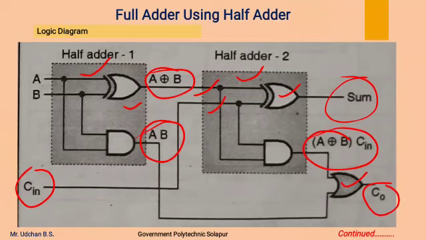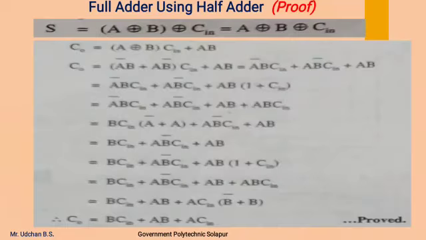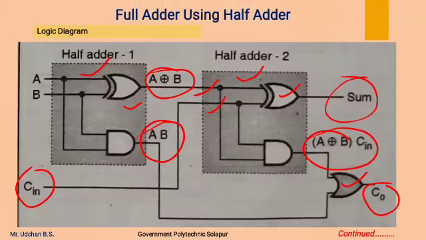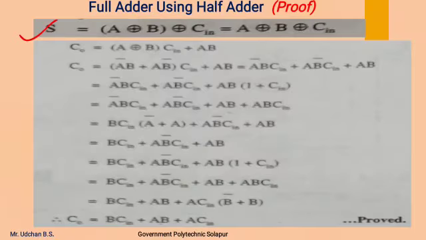Now this we can prove in the next slide. As we observe the equation for sum, which is over here, this XOR gate has the input A XOR B, and another input is C in. So A XOR B is one input and C in is the other input, which finally gives us A XOR B XOR C in, which is nothing but the equation of sum for the full adder.